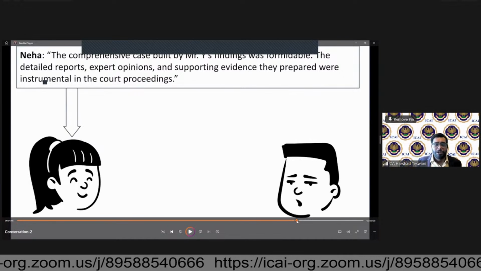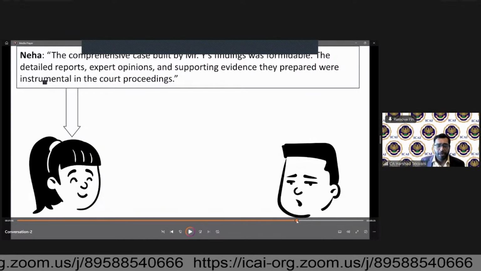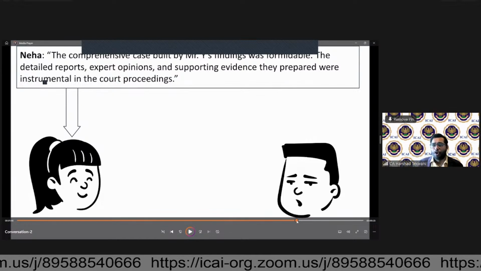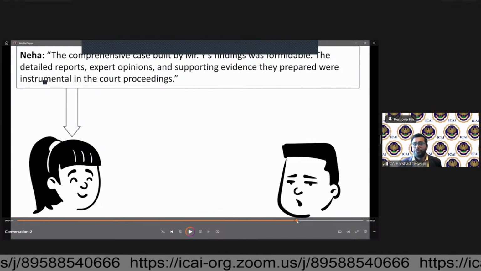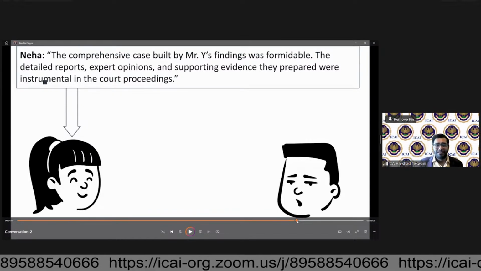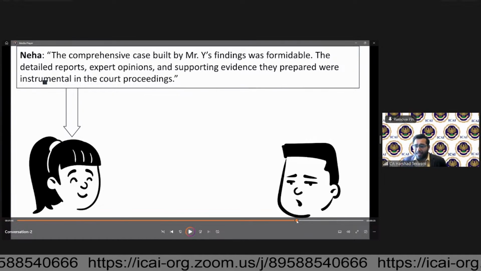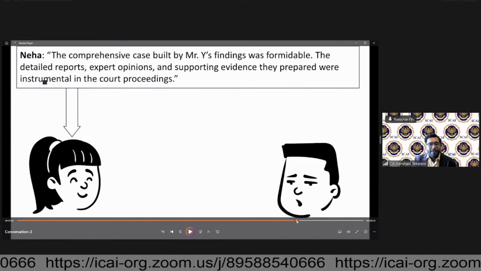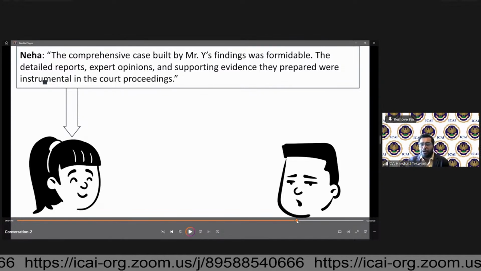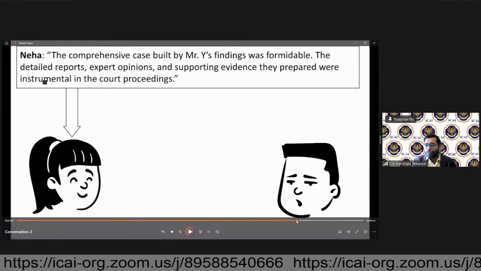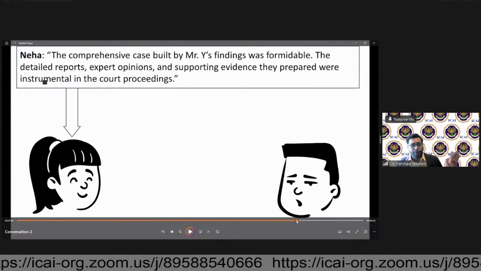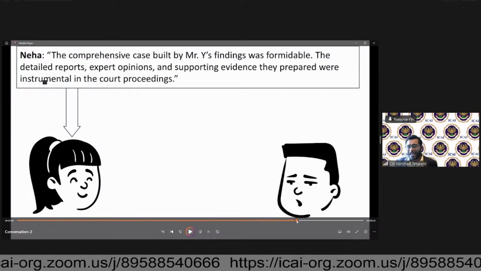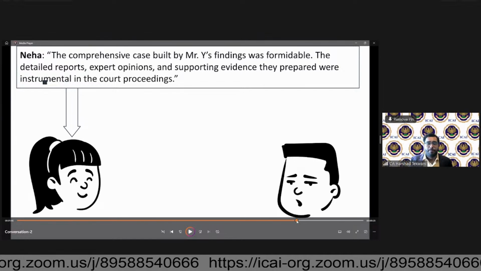And then they prepared a report. The comprehensive case built by Mr. Y's findings was formidable: the detailed reports, expert opinion, and supporting evidence. Embedded in that report was everything that supported their case in the court proceedings. So the fifth part is the reporting, where you need to prepare detailed reports, expert opinion, and supporting evidence. You need to include everything in the reporting.